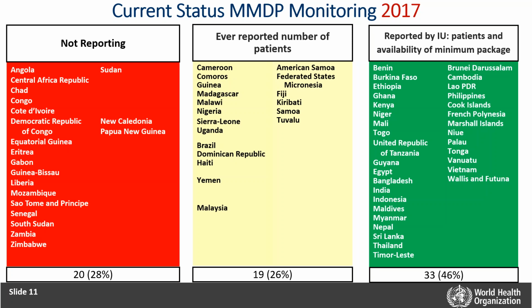And there are several countries who've reported some information, any information on the number of patients to WHO. And this is good. It means that there is data available of patients. However, it needs to be monitored now on the implementation unit level.